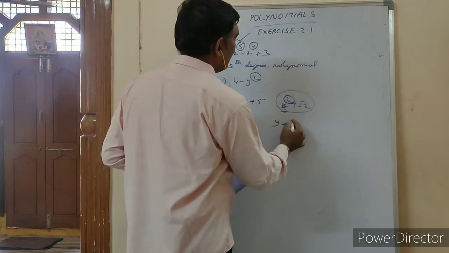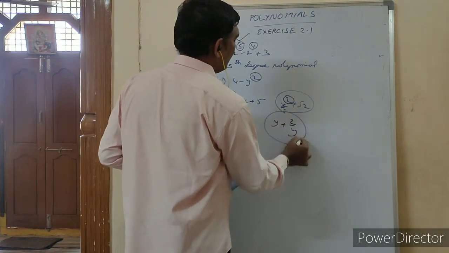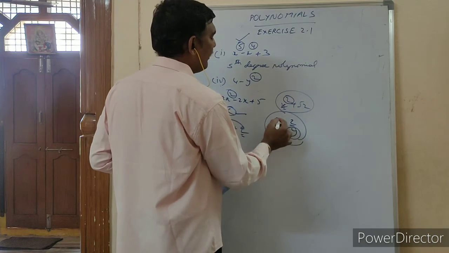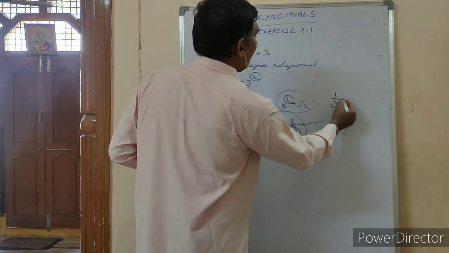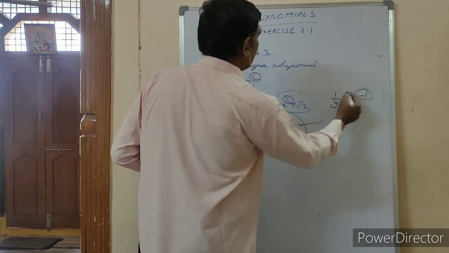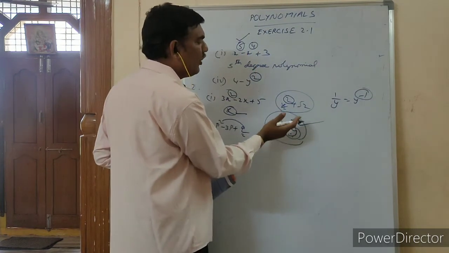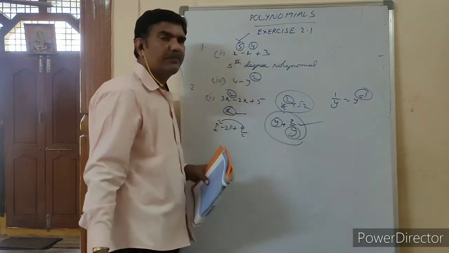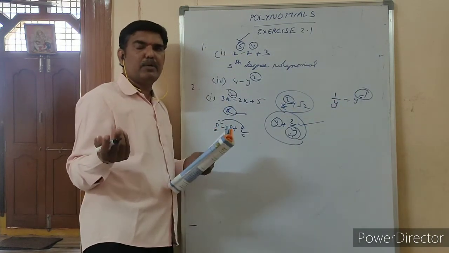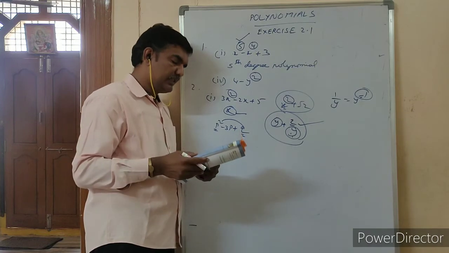Next, y plus 2 by y. y is a variable, but it is not a polynomial because of 2 by y. 1 by y is nothing but y power minus 1. This y is there in the denominator. If you take it to the numerator, its power will be negative. Negative power is there, so it is not a polynomial, no need of saying its degree.